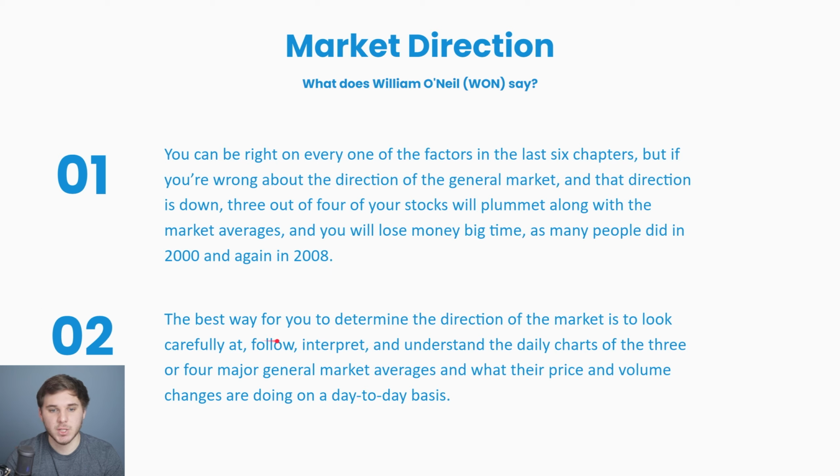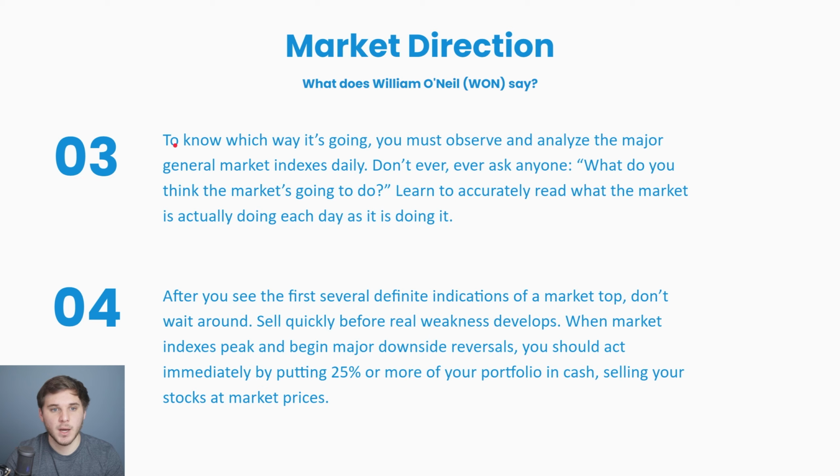And number 2, he said the best way for you to determine the direction of the market is to look carefully at, follow, interpret, and understand the daily charts of the 3 or 4 major general market averages and what their price and volume changes are doing on a day-to-day basis. And number 3, to know which way it's going, you must observe and analyze the major general market indexes daily. Don't ever ask anyone, what do you think the market's going to do? Learn to accurately read what the market is actually doing each day as it is doing it.